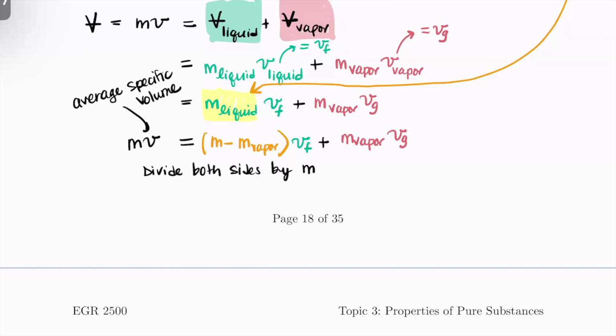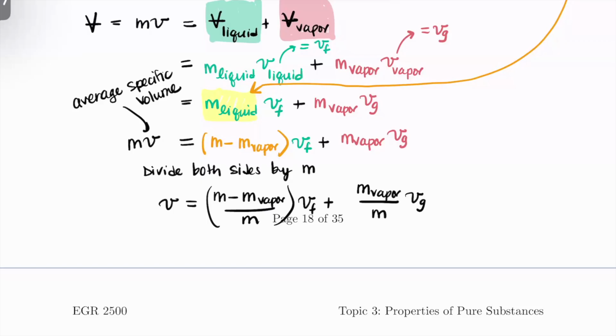Which is the total mass. So I have that the average specific volume is equal to M over M, or M minus M vapor divided by M times VF plus M vapor divided by M VG.